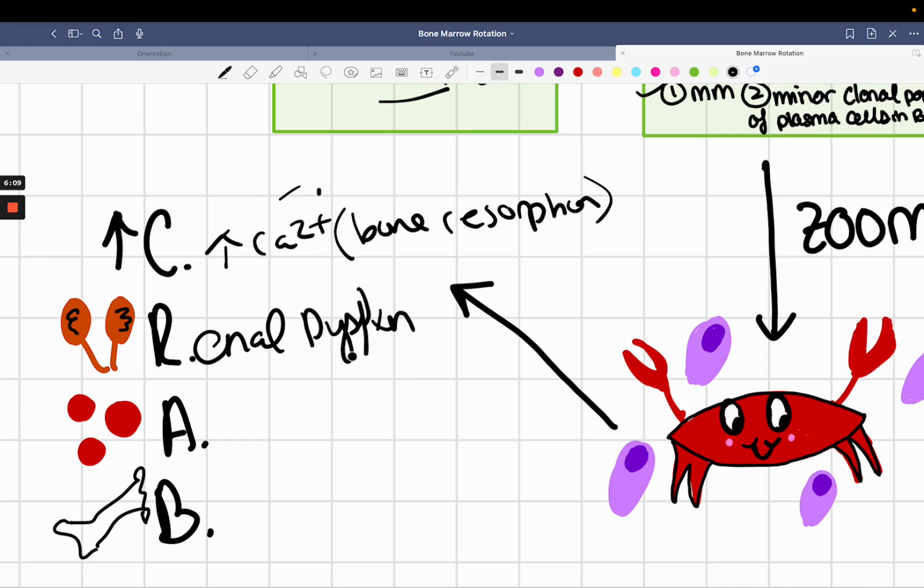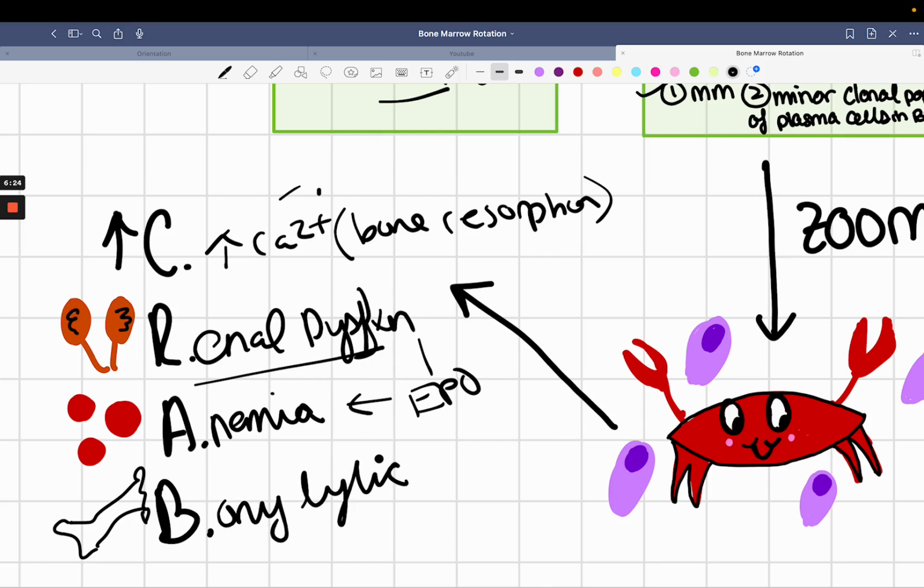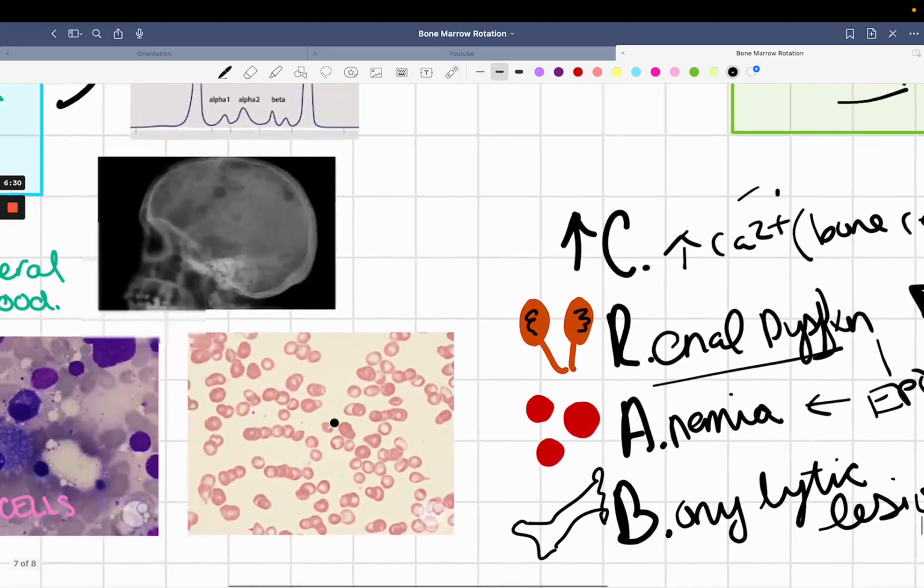So renal dysfunction. And then after that, we have anemia. Of course, if the kidneys aren't working, we're not going to produce EPO, and that can lead to anemia. And the last part here is bony lytic lesions. This is very high yield and important to remember, these bony lytic lesions, which can be seen on radiography.